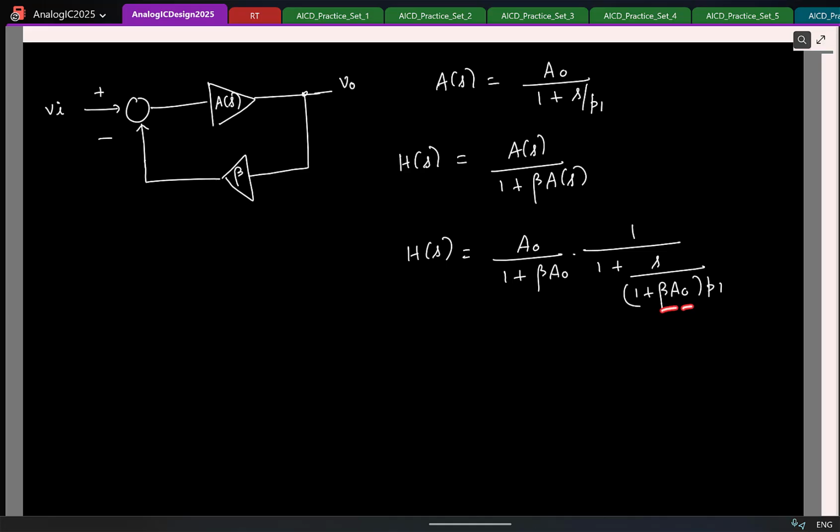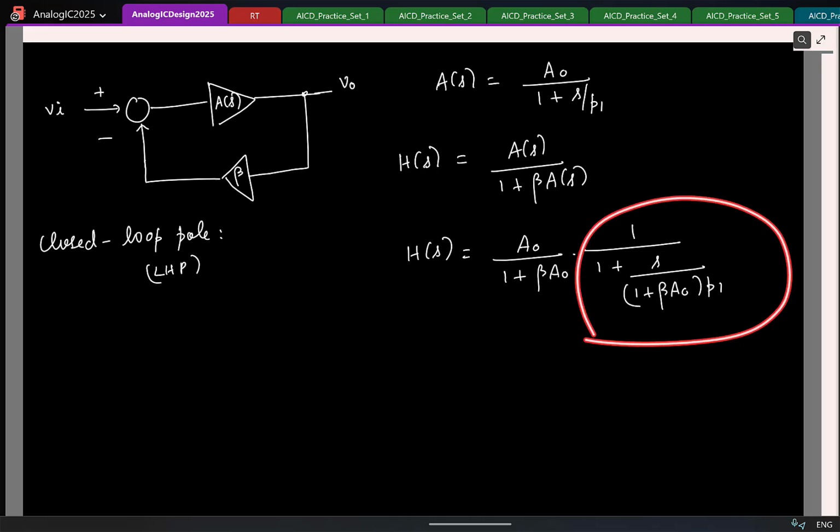Because A naught and beta are positive. So where is the pole located here? Let me just remark it here. The closed loop pole, where is it located? What is the location of the closed loop pole? Yeah, let's say it's in LHP. I will not show the negative sign. What is the location?